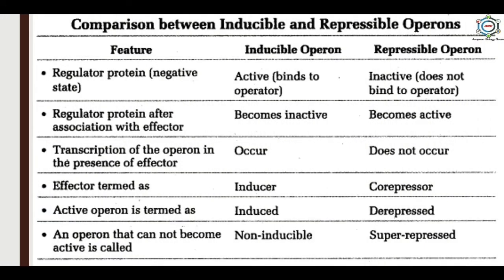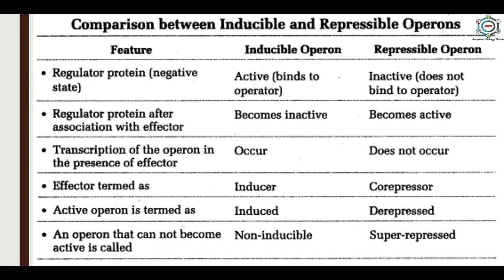Now here is a comparison between the inducible and repressible operon. So there are some features on which we will distinguish between inducible and repressible. At first, the regulator protein in its negative state. In case of inducible, it is active and binds to the operator, while in case of repressible, it is inactive and does not bind to the operator. Second is the regulator protein after association with the effector. In case of inducible, it becomes inactive, while in case of repressible, it becomes active. Next feature is transcription of the operon in the presence of effector. In the inducible operon it occurs, while in the repressible operon it does not occur.